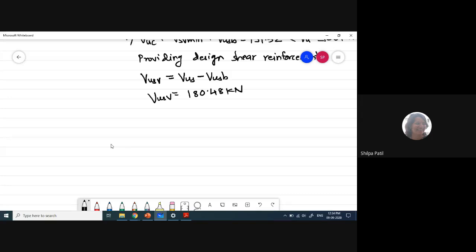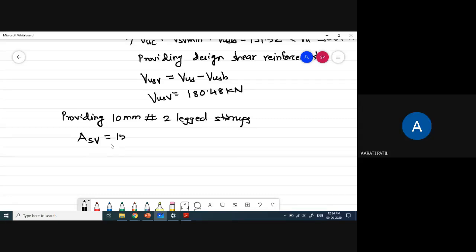Okay, so just write down the same statement. Providing 10 mm diameter two-legged stirrups. ASV, the area of shear reinforcement, will remain same as the earlier one. So just tell me the direct value. 157.07 mm squared.